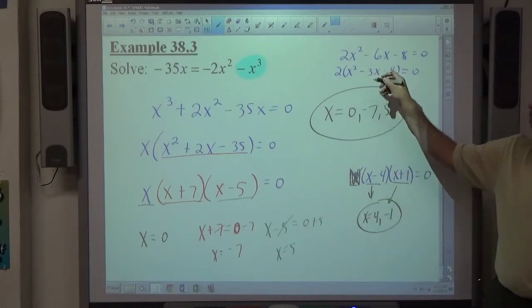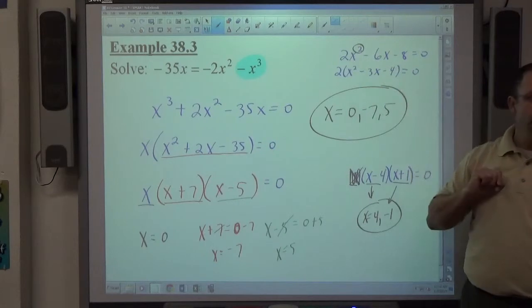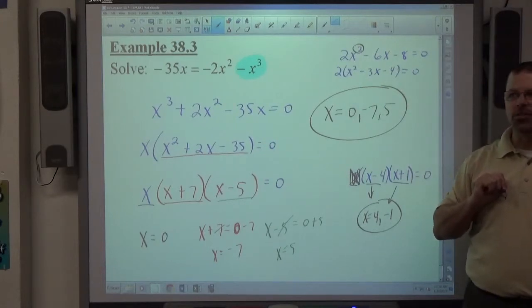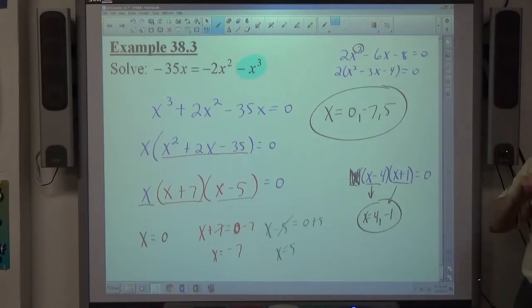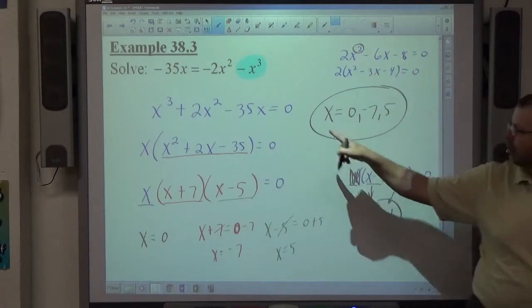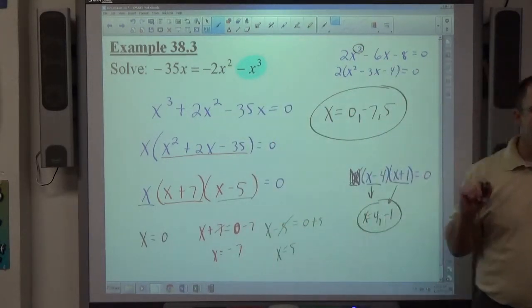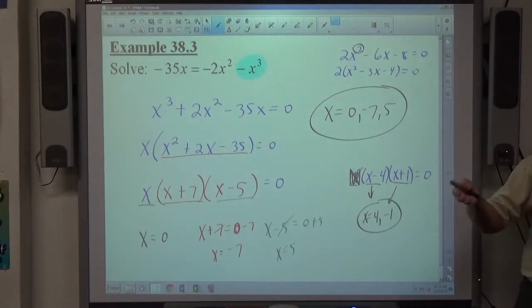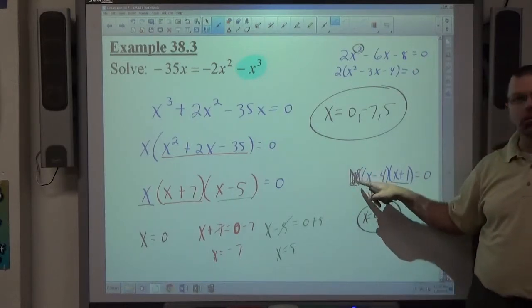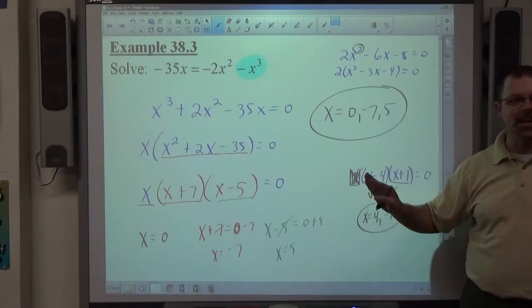Okay? This original problem has a highest power of 2, right? The number of answers should equal the highest power. Highest power of 2, 2 answers. Highest power of 3, 3 answers. All right? Sometimes the answers are the same answer, x equals 1 and 1. That's still 2 answers. All right? In this case, they equal two different numbers. But again, if you have a numerical factor, it does not create an answer.